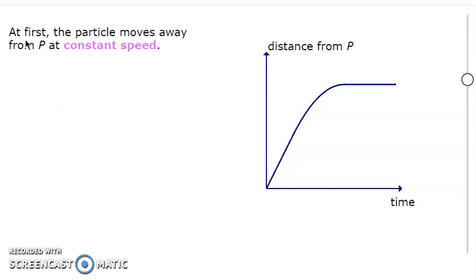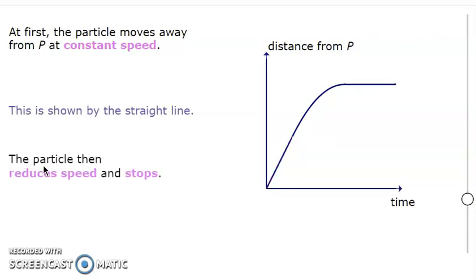So what is the behavior of the particle? The first one is, at first the particle moves away from P at constant speed. It is moving at a constant speed because the line is straight. This is shown by a straight line. You can see the purple one is a straight part, so it is moving at a constant speed.